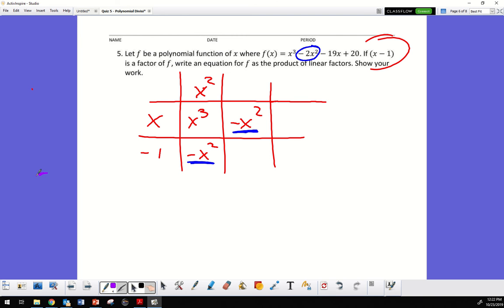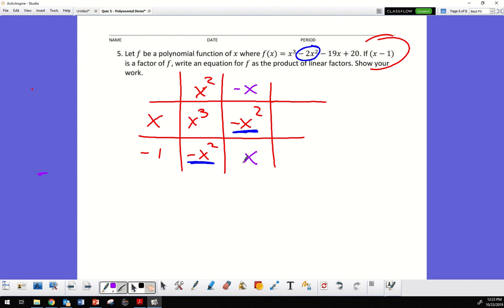Negative x. Now, if you notice, my degrees should be going down. I have an x squared, then an x1 right here, right? And then my next one should have no x. So if I'm paying attention, that works out very good. So right here, it's going to give me negative x squared. So now I multiply down. So negative x times negative 1 is positive 1x. Very good.